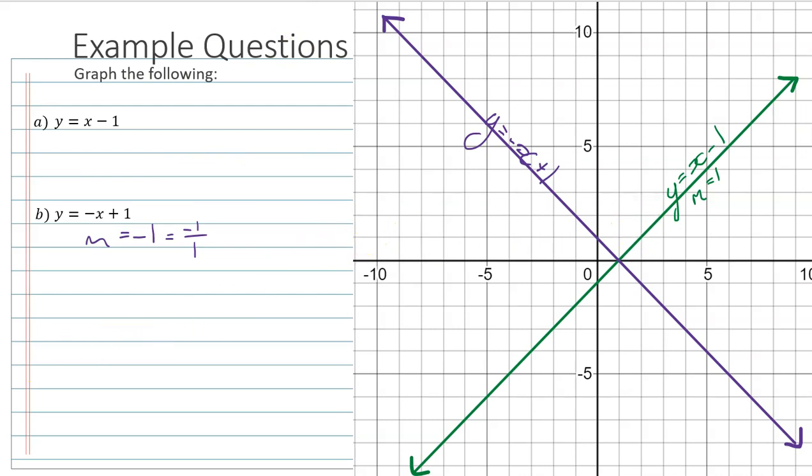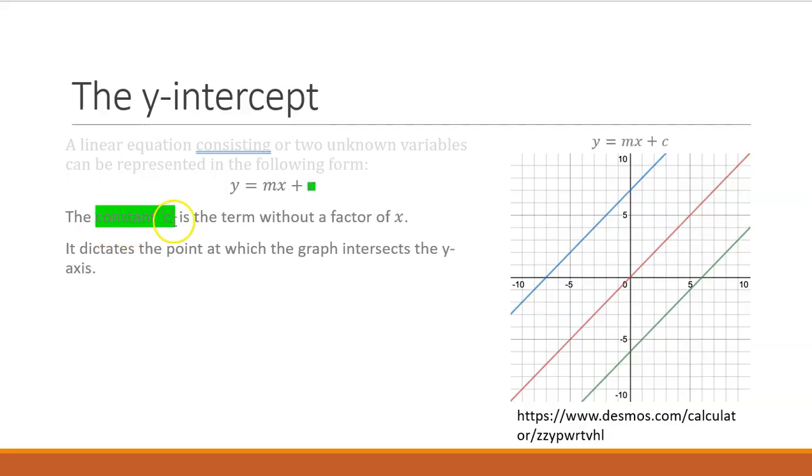Now let's look at the y-intercept in more detail. The constant c is the term without a factor of x. It dictates the point at which the graph intersects the y-axis. So notice in these examples over here, this blue line crosses the axis at this point here, which is 0 and y equals 7. This one crosses at 0, 0. 0 for the x, 0 for the y, and this one crosses down here. So again, x is 0 and y is going to be equal to negative 6, simply by looking at the numbers on the graph here.